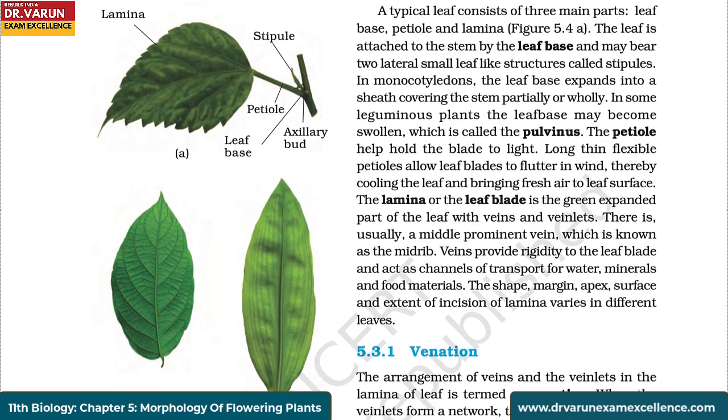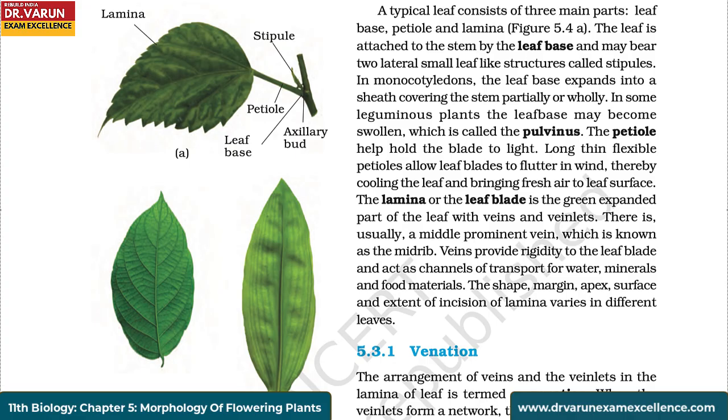A typical leaf consists of three main parts: leaf base, petiole, and lamina. The leaf is attached to the stem by the leaf base and may bear two lateral small leaf-like structures called stipules. In monocotyledons, the leaf base expands into a sheath covering the stem partially or wholly. In some leguminous plants, the leaf base may become swollen, which is called the pulvinus.